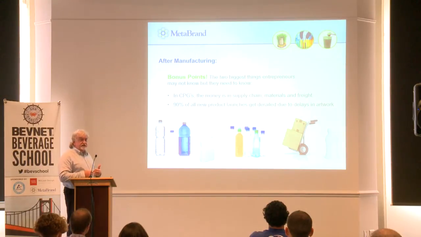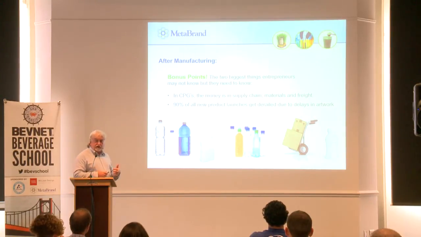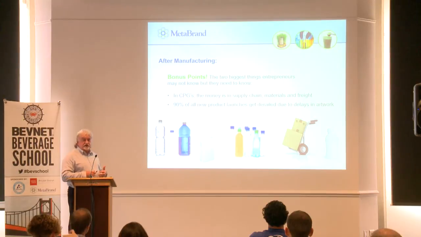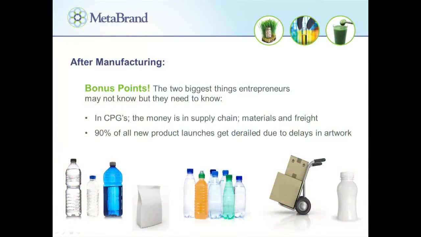There are a couple of bonus points I want to add, and these are two actually critical things. In my career, I've been involved in over 100 new product commercialization launches, and in almost 90% of them, these two points are really critical. In consumer packaged goods, the money today is in supply chain. It's in materials and freight. A lot of entrepreneurs don't know that up front. Two or three years in, you can't get the product to the customer on time, and you're not making the margins you need to make. It's usually because of materials and freight.